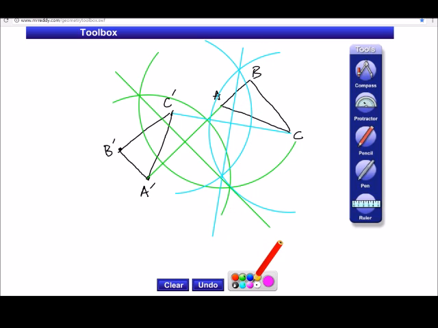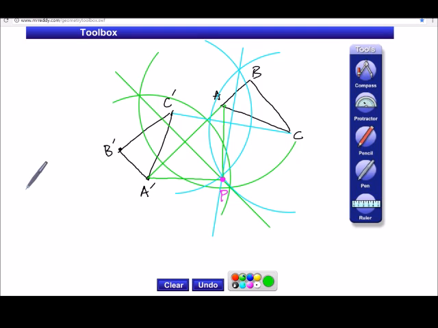And where my two perpendicular bisectors intersect, right here, that is my center of rotation, and we will call that point P. So there's my center of rotation. Now what can we say about our center of rotation? We know, one, that it is equidistant from points A and A prime.